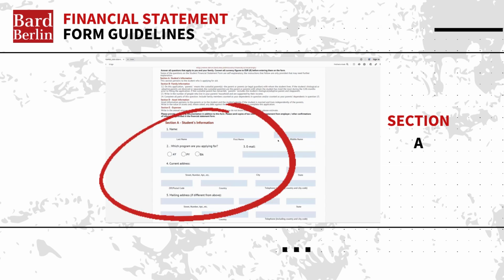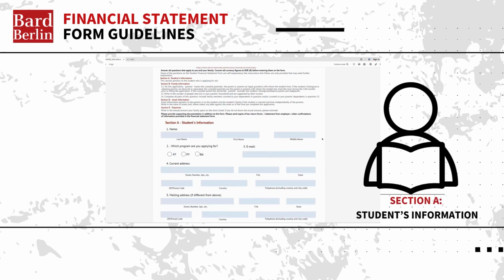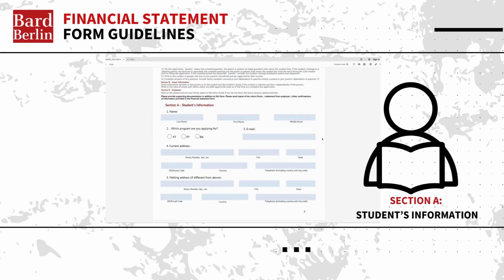In Section A, you, the student, should fill out your personal information, contact information, and which program at BCB you are applying to. You also need to indicate your marital status. Be sure to double-check that all information is accurate.